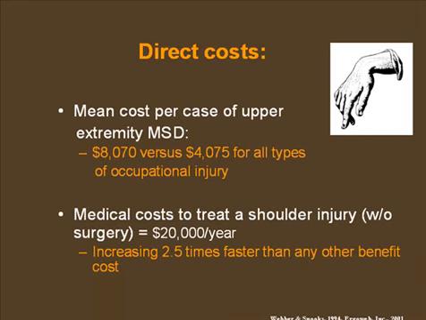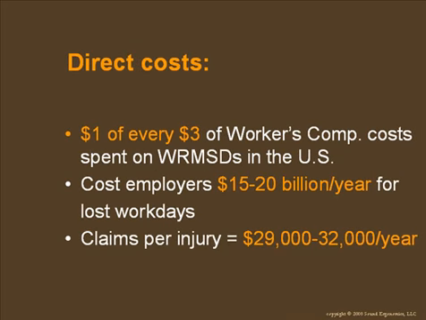There are direct costs associated with this injury, and these are related to the cost of medical care and the cost of workers' comp insurance. The mean cost per case of an upper extremity musculoskeletal injury is over $8,000 versus $4,000 for all other types of occupational injury. The medical cost to treat a shoulder injury without surgery for one injured sonographer is $20,000 a year. These direct costs are increasing twice as fast as other benefits.